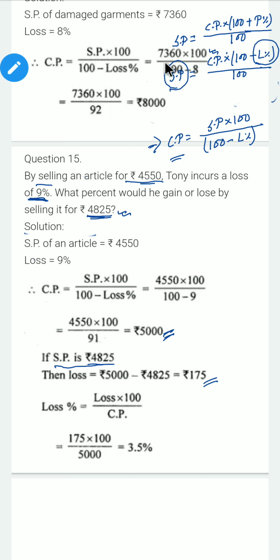So you have to use which formula? You have to use the profit and loss percentage formula, this formula here. So the loss percentage formula is, if you write the formula from here, what you will get? You will get loss percentage is equal to loss into 100 divided by cost price. Loss percentage is equal to loss by cost price into 100. So if you put the values, you will get the answer.